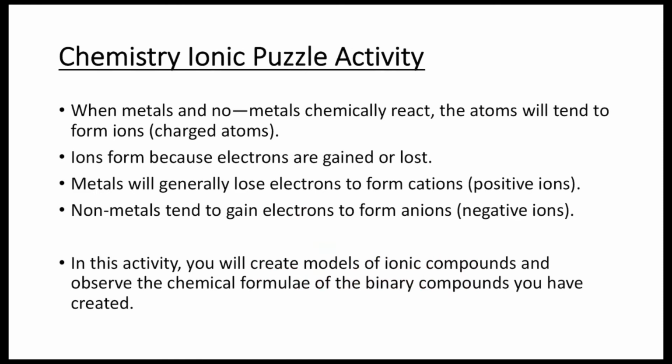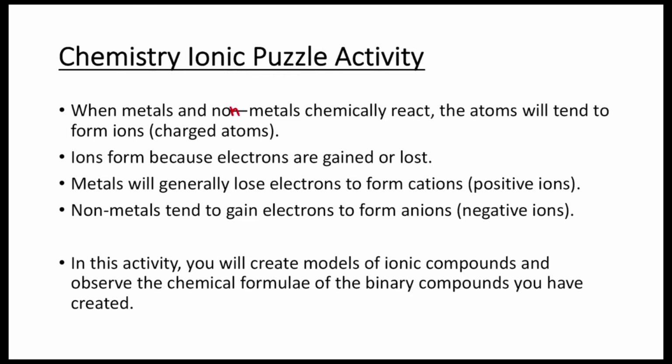So to help you learn about ratios and bonding, I have a chemistry ionic puzzle activity for you to complete. So a couple things to know. So when metals and non-metals chemically react, the atoms will tend to form ions, charged atoms. Ions form because the electrons are gained or lost, so gained by the non-metal, lost by the metal, and this is all to do with valence shells.